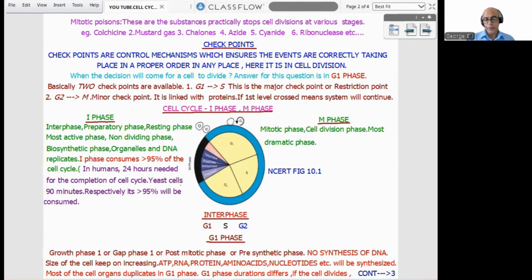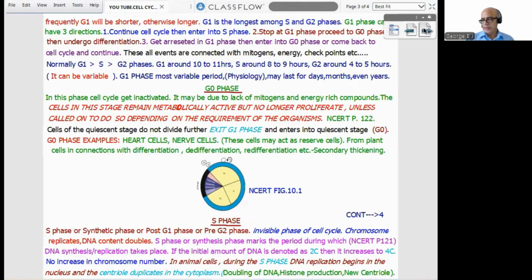Checkpoint 1, the main checkpoint, major checkpoint, restriction point, then the minor checkpoint G2 to M. Then the cell cycle, I phase and M phase, two areas. Most of the time will be taken by I phase. After that, M phase, then interphase: G1, S, G2, each item, what all events will be taking place. Then connected with G1, there is a deviation, the G0 phase or quiescent phase. Again, what all events will be in G0 phase: remain metabolically active but no longer proliferate. Then after that, S phase, DNA duplicates, invisible phase.